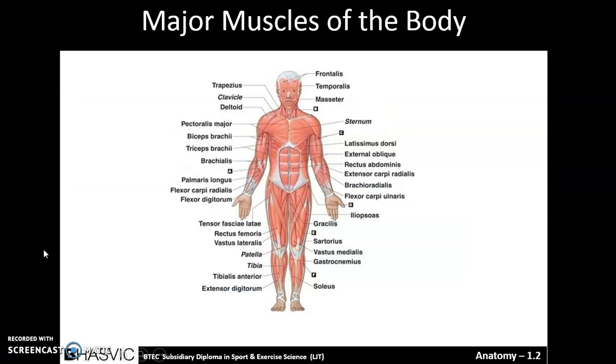There are many main muscles in the body. These are at different locations and they have different functions. Their main function is movement. This is a diagram to show some of the main muscles in the body.